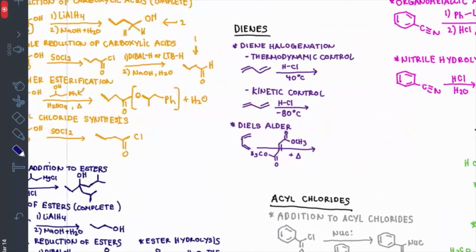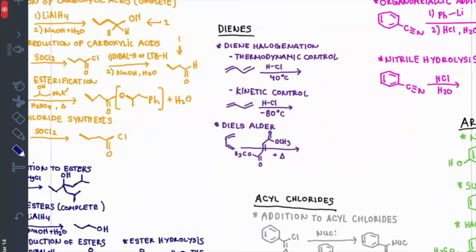And then the last reaction for esters would be ester hydrolysis. In this case, we go from the ester, and then upon doing H2O, THF, and HCl, we are going to get our carboxylic acid. And this is the complete reverse of Fischer esterification. Just remember that. Okay. And then this oxygen portion will come off as an alcohol.